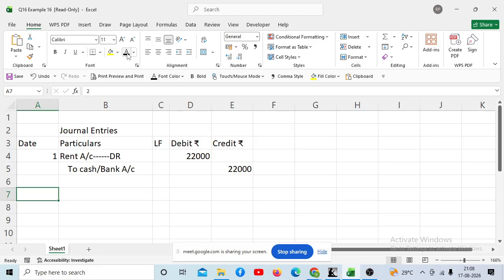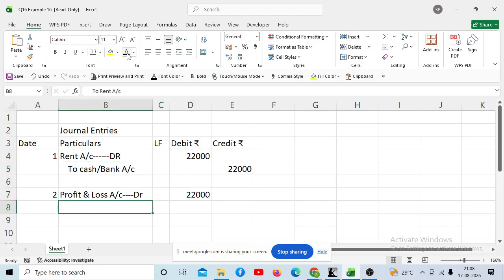Okay, now this rent is to be transferred to the profit and loss account on the debit side, since it is an expense. Here again the logic is the same: expense is increasing, so we will debit profit and loss account. And the account we transferred is the rent account, so we will credit rent account. So there are two entries. One entry is for paying the rent, and another is for closing this rent account and transferring it to profit and loss account.